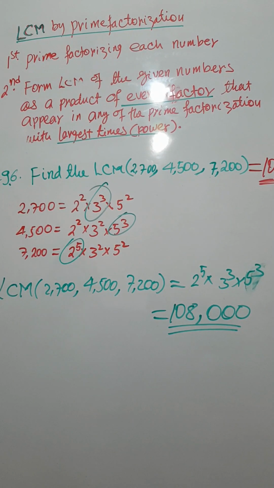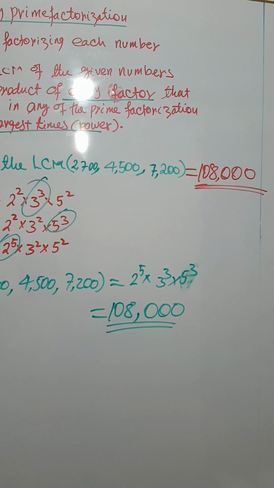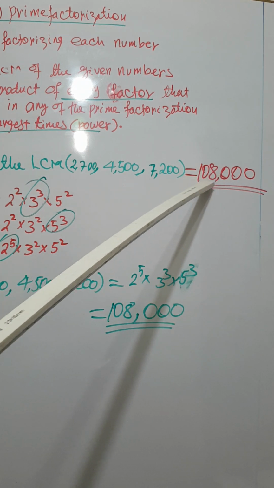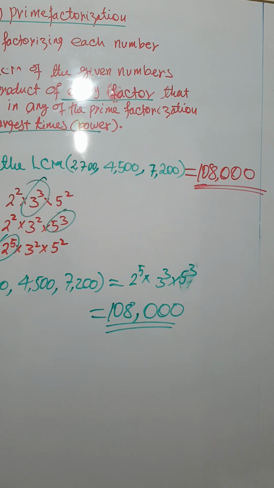So prime factorization is a good way and an easier way to solve for the LCM of numbers, compared to the previous method of listing out the multiples. Can you imagine how many days you would need to find the multiples of these numbers?